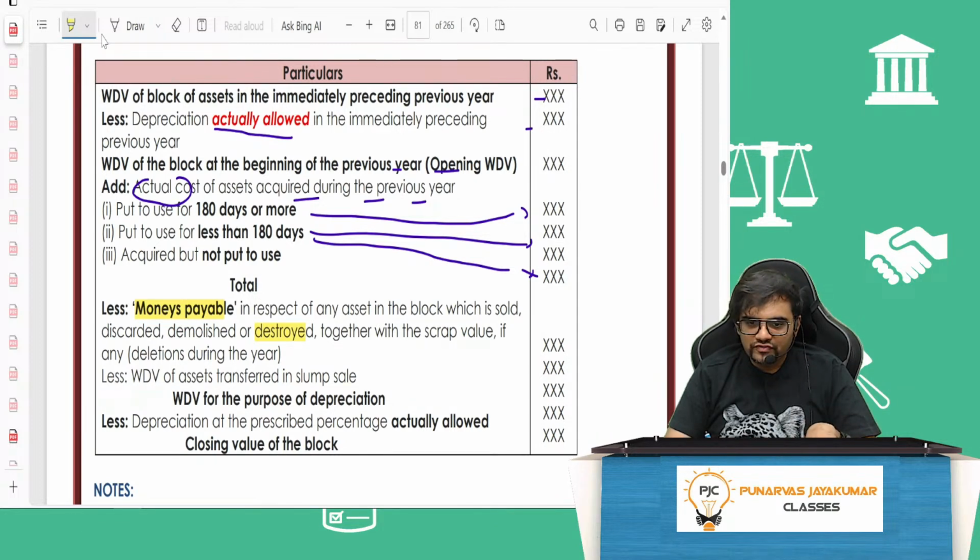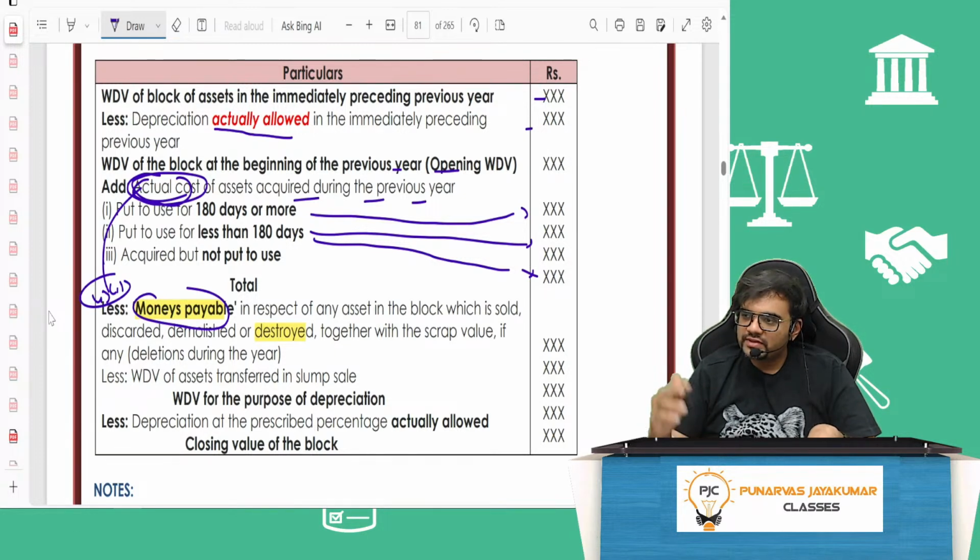So we have to figure out what do you mean by actual cost. That is my next discussion. And we need to figure out what do you mean by monies payable. Actual cost itself is a separate section, 43.1. Various explanations come there. And then I have monies payable.